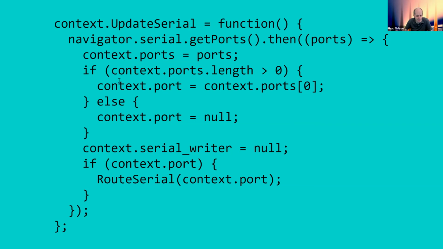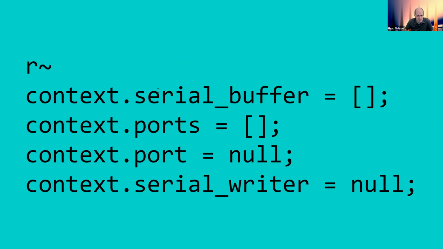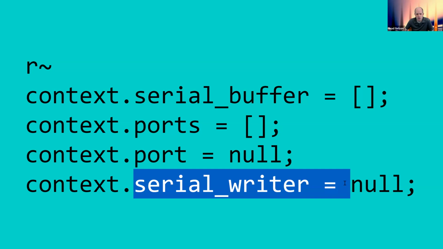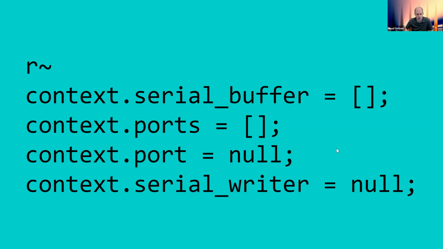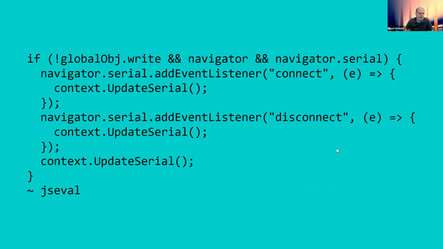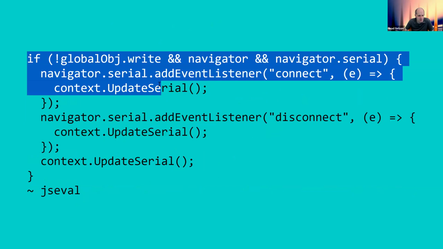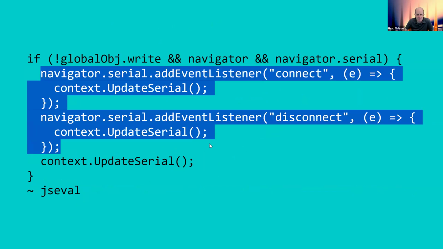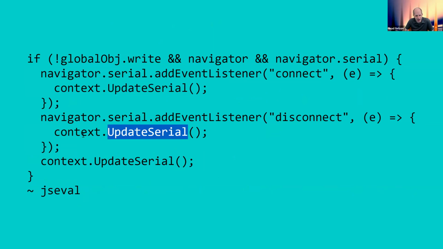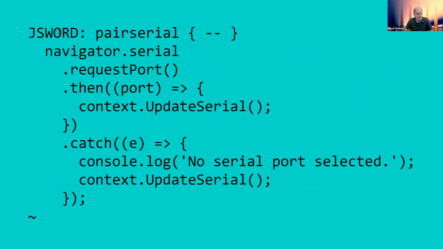And so the net is that this buffer will contain inbound bytes, and this writer will be available to send bytes outward, which is ultimately all I want to plumb into Forth. One more thing I do is register some listeners to do this update serial operation whenever something changes about the connections of the serial ports.